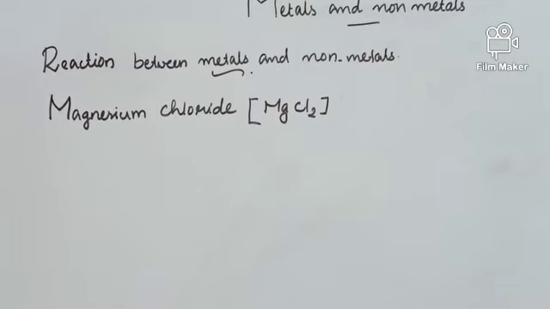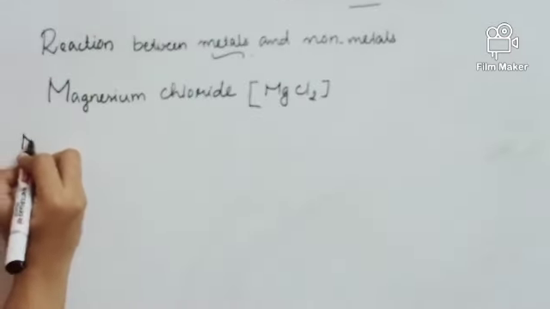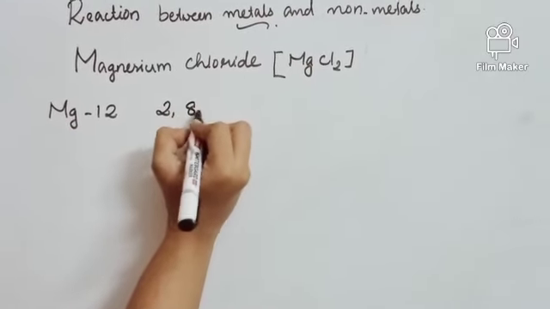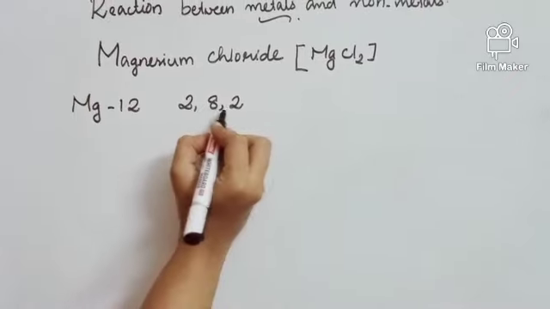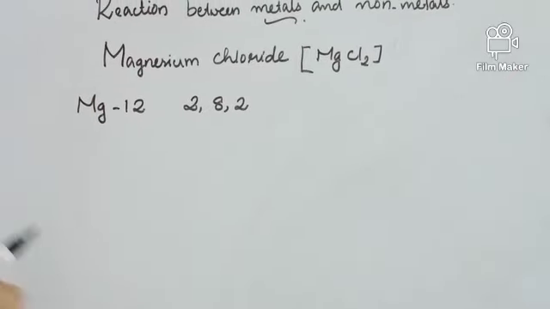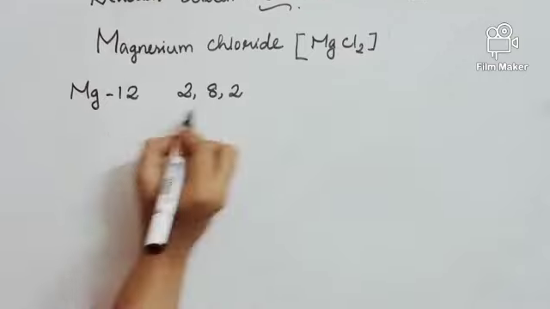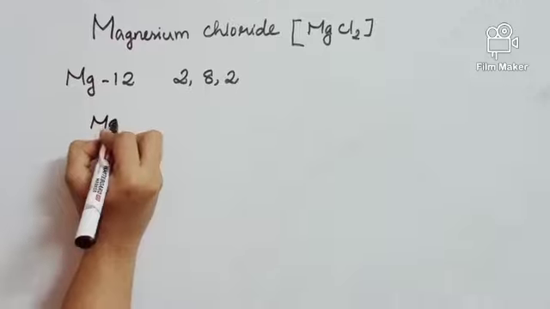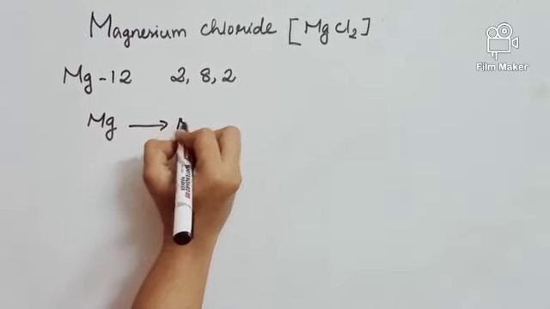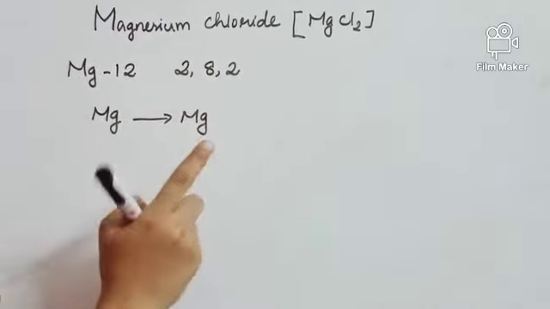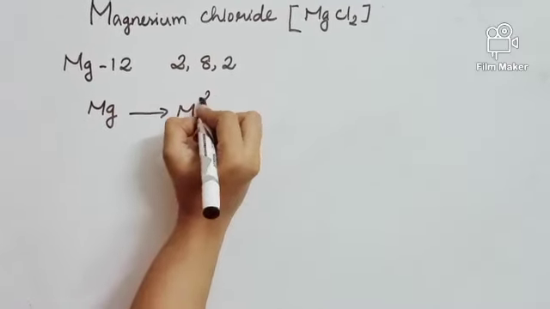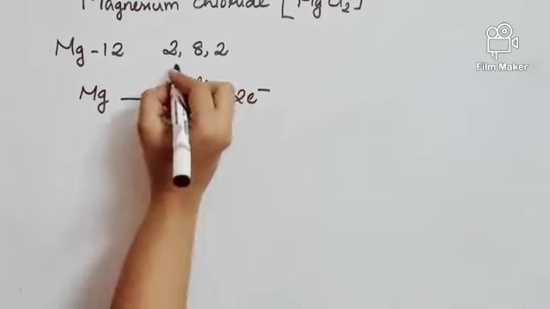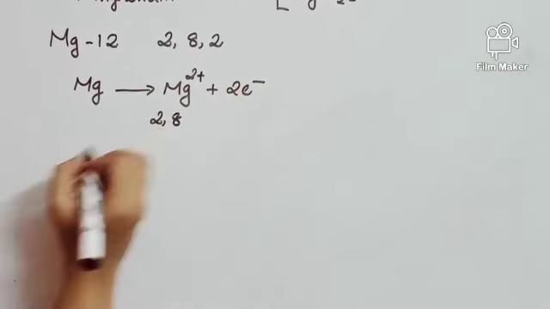The second example is magnesium chloride. Magnesium atomic number is 12, electronic configuration 2,8,2. Here it loses 2 electrons and forms the Mg2+ ion. That means once it loses 2 electrons, it attains stability. So magnesium will lose 2 electrons. If it loses 1 electron, it gets 1 positive charge. If it loses 2 electrons, it gains 2 positive charges. So Mg2+, and the electronic configuration becomes 2,8.